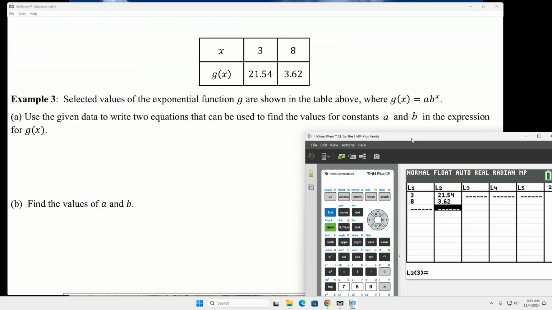All right, so on part A, we're going to write the 2 equations. So G of X, which is going to be 21.54, is going to be equal to A B to the X that goes with that one, which is going to be 3. All right, you guys write the other equation for me, please.